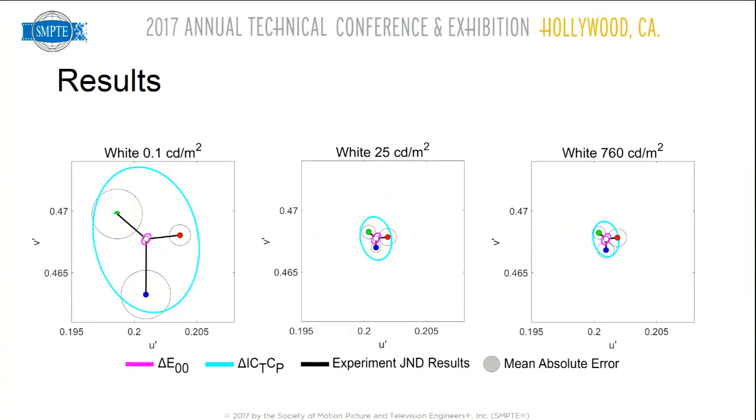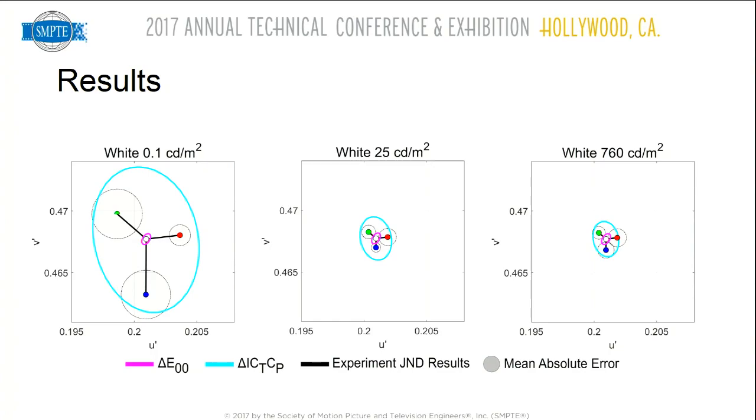The last thing we're going to look at here is the results of the neutral colors at various luminance levels. We're looking here at white at 0.1 nits, at 25 nits, and 760 nits. The reason this is 760 here is because when we were testing towards blue, it had to be lower because the luminance of blue is quite low. So when we're looking at this, what we find is that it mimics the results we saw in that line plot earlier.